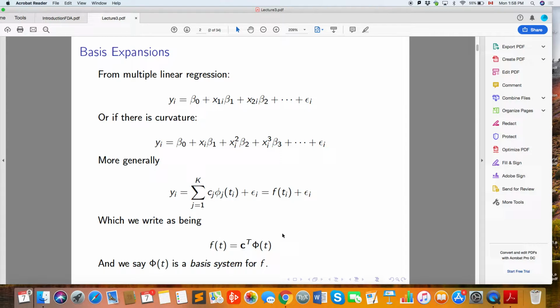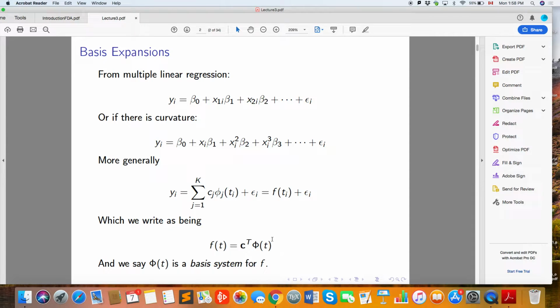So from now on, we will first introduce some commonly used basis functions phi j of t, and after we know how to choose the basis functions, we will learn how to estimate the coefficients of these basis functions. Any questions?